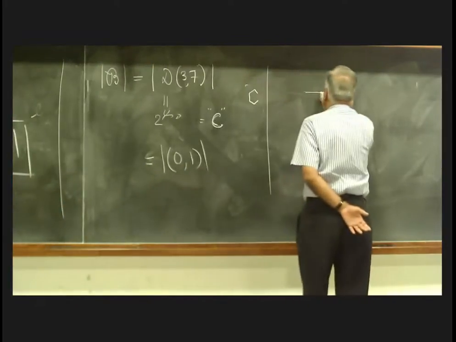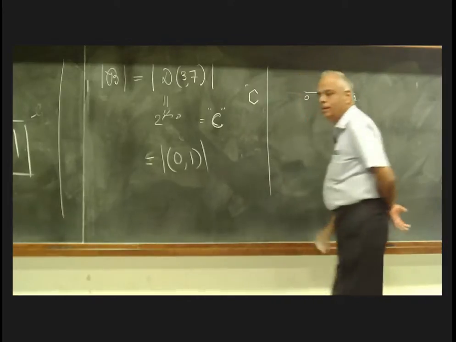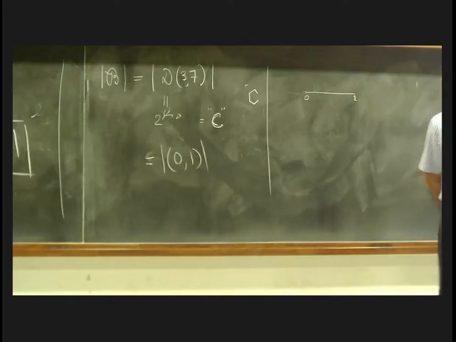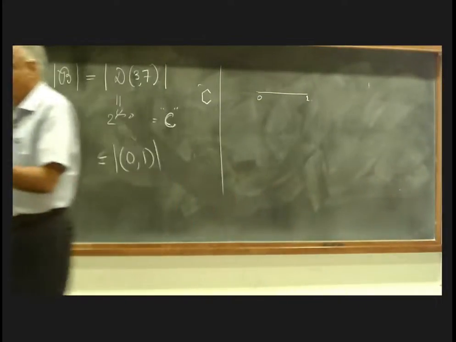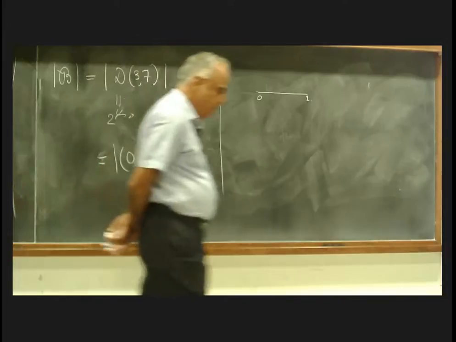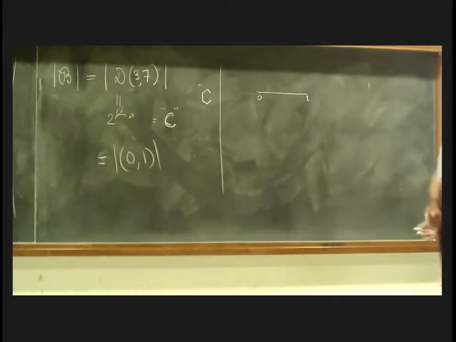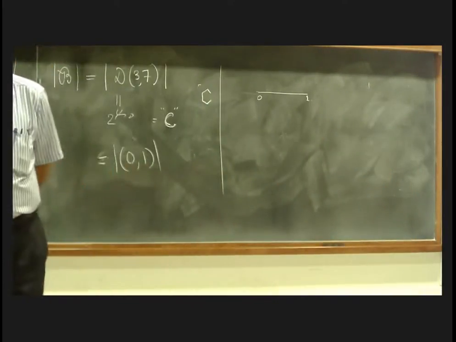Now, some very, very strange things happen. If you take 0, 1, the power of the open interval 0, 1, and as they say, a topologist is one who does not know the difference between a car tire and a donut and a medu vada.